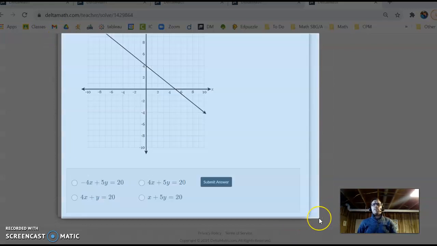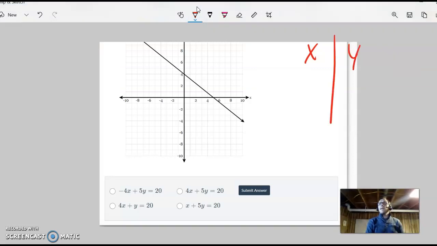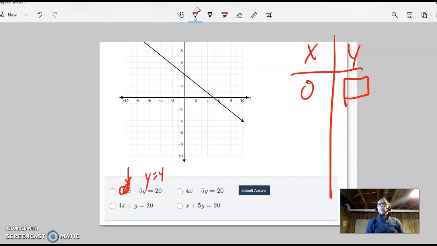And we're going to use some point testing here. So let's use these intercept values, x, y. Let's see, when x is 0, what is y? And so if I plug in 0 here, 5y divided by 5, or 20 divided by 5, that would be y equals 4. So we want y to be 4. So this one could work.